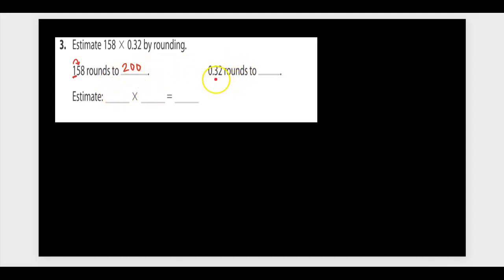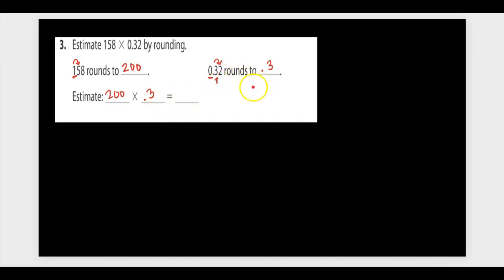And then 0.32, well, I have no whole number. This 3 would make it stay the same. So I'm going to now look at the tenths. The number behind the tenths place says it rounds to 0.3. Now I can estimate 200 times 0.3.